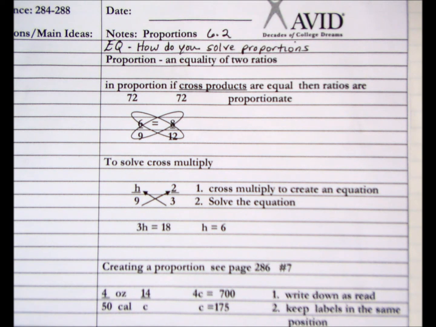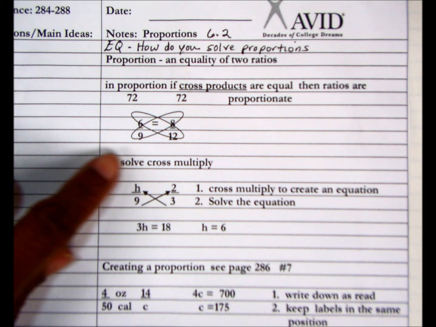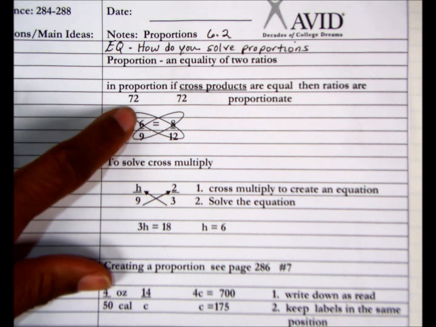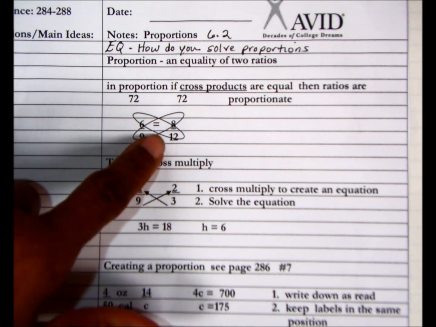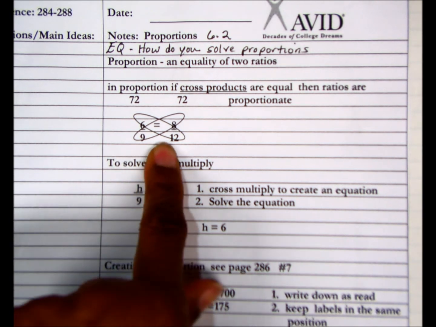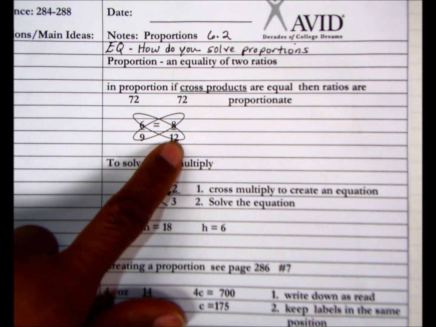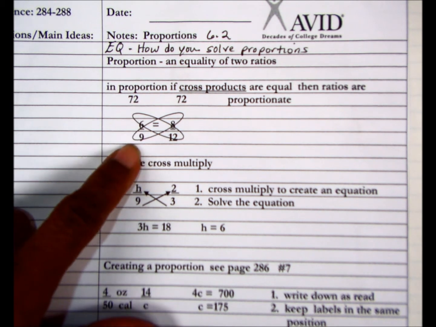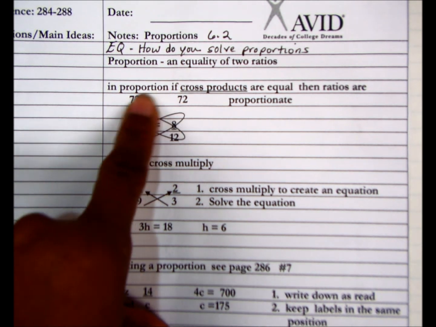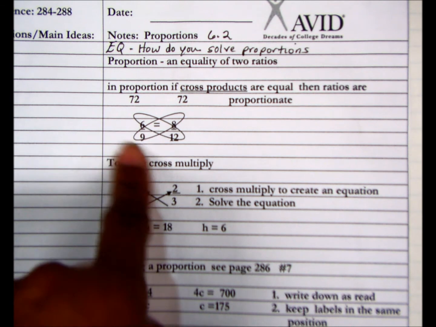In proportion, if cross products are equal, then the ratios are proportionate. So here we have 6/9 is equal to 8/12. And if we want to find out if they truly are proportionate, we do cross multiplication. 12 times 6 is 72, and 9 times 8 is 72. Since these are equal, these are proportionate.